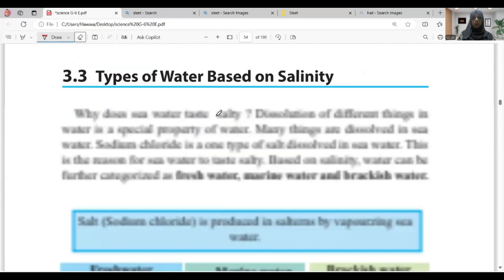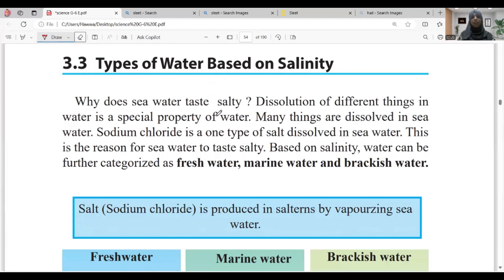So now we'll look at types of water based on salinity. Salinity is the salt. They check the salty taste in the water, the salt dissolved in water. So this is what they check here: how much salt, or how salty the water is. So this is salinity.